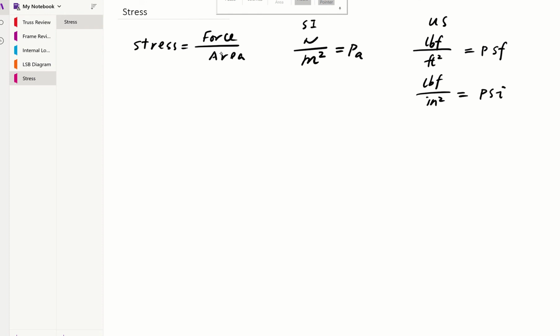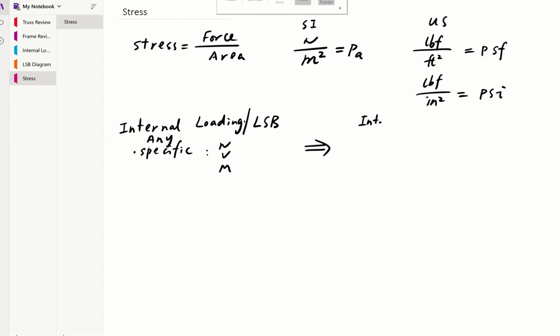So how is this related to internal loading or the load, shear, bending diagram we spent a lot of time on earlier? Internal loading allows us to find, at any specific point, what's the normal, shear or bending. Then how do we use that information? We're going to use that to find our internal stress. In order to do that, we're going to use force over area for internal stress.